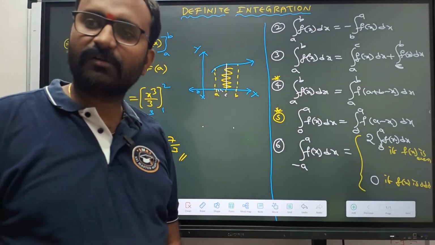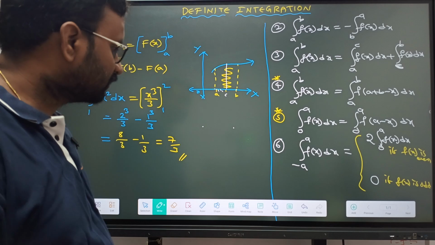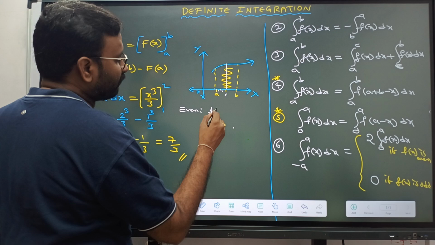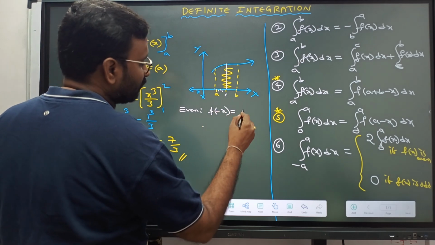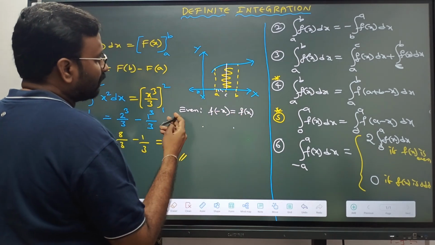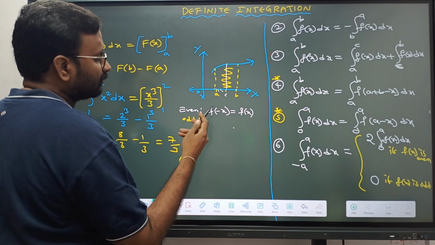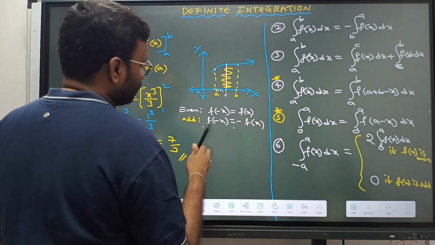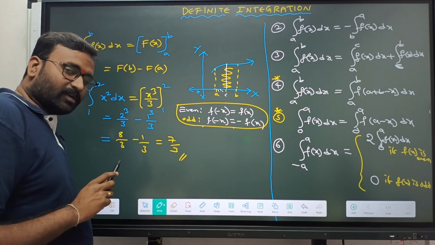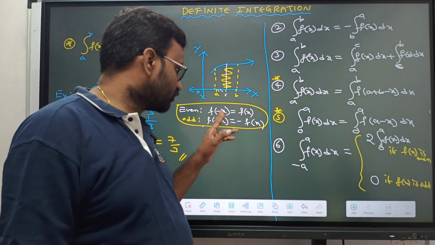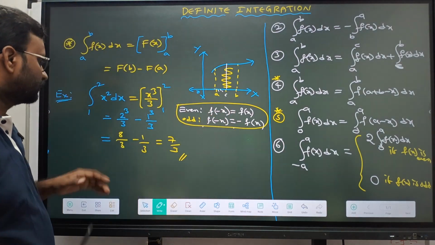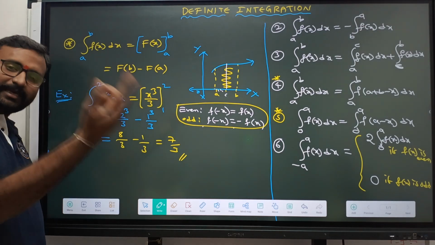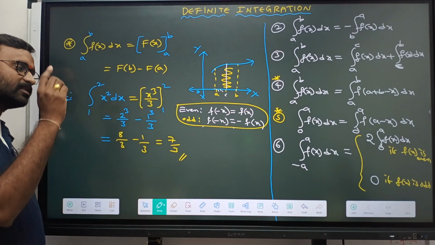What about even functions, odd functions? Even: f of minus x is equal to f of x. Odd: f of minus x is equal to minus f of x. Even function, odd function. Okay. If you substitute minus x in place of x, if you get minus of that function, that is odd. If you get the same function, that is even.